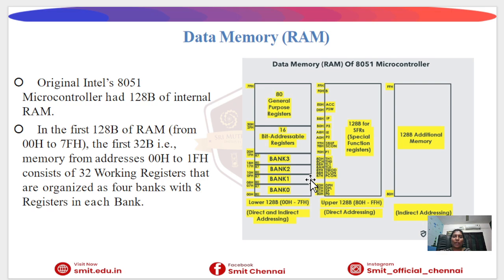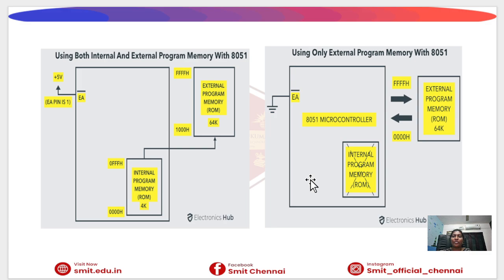So what is the program selection pin? Some versions of the 8051 family, the 8031 and 8032, do not have internal ROM at all. So the program is stored in external ROM. That is why these microcontrollers cannot work alone. They must be connected to an external memory chip, and they also have the external access pin. EA stands for external access.